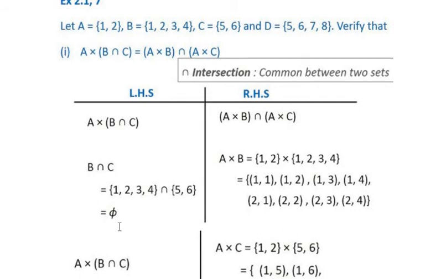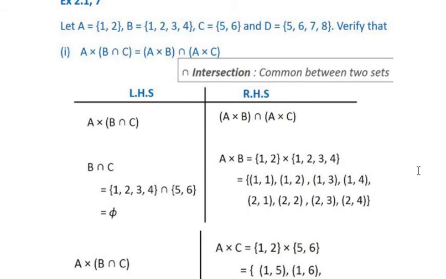Okay, now {1, 2} cross null set will be null set because we don't have any elements to take the cross product with. So here we will find null set. Now let us see A cross B intersection A cross C.